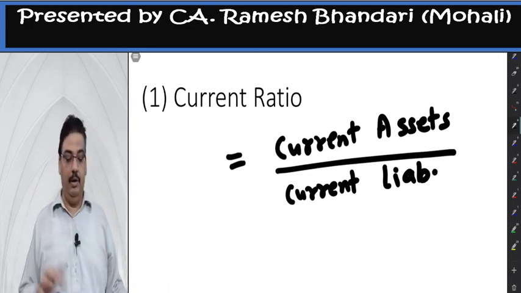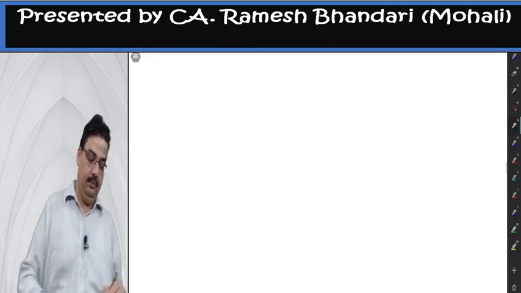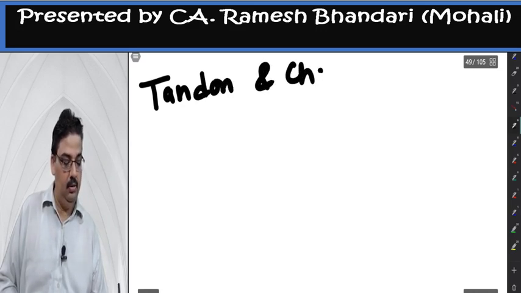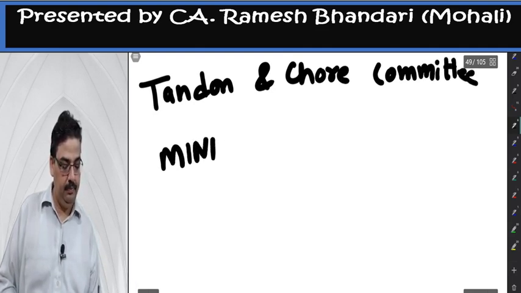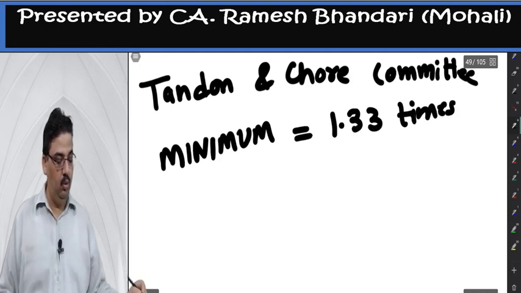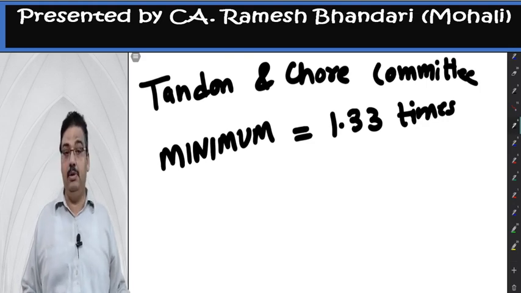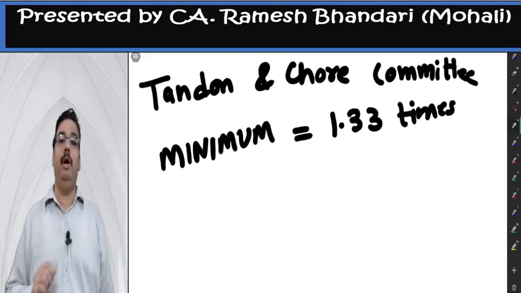Definitions of these we have already talked about in the asset categorization. Now, there was the Tandon and Chore committee report. It said the minimum should be 1.33. As a rule of thumb, some people say it should be 1.5. Earlier they used to say 2 times. So that is not exactly defined, but the minimum was defined by this committee as 1.33 times.